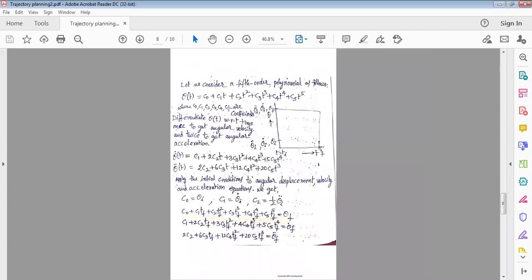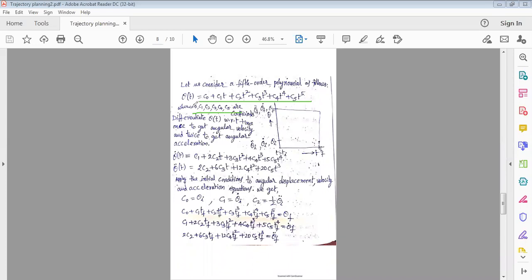So now let us consider a fifth order polynomial function. In this, we have 6 variables, so for 6 variables a fifth order polynomial function is suitable. This fifth order polynomial function can allow us to solve for the accelerations also. So C0, C1, C2, C3, C4, and C5 are the coefficients.